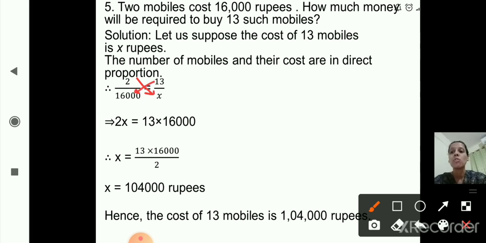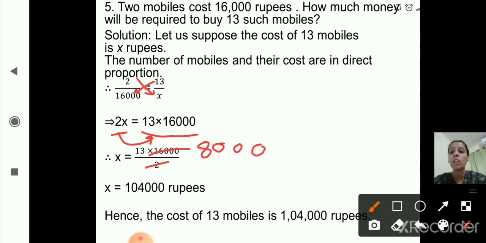So 2 multiplied by X is what? 2X, and 13 multiplied by 16,000 we will write it as it is. Now this 2 will go here, so it becomes divide. So X is equal to 13 multiplied by 16,000 upon 2. Now cancel this 16,000 by 2. 2 8s are 16, and how many zeros are here? 1, 2, 3 zeros. So 1, 2 and 3.